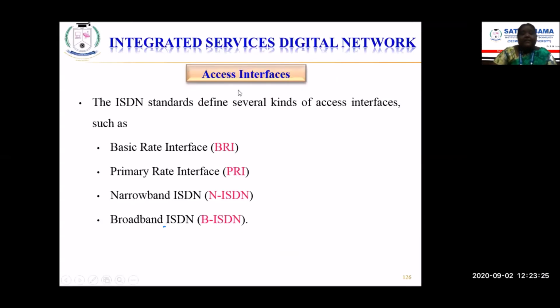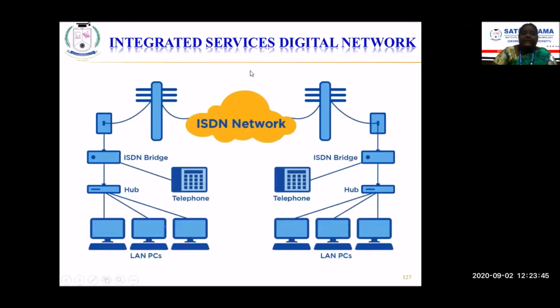So we have different kinds of interfaces, that is access interfaces. How it is classified means based on the data rate. It is classified as basic rate interface, primary rate interface, narrowband ISDN and broadband ISDN. So it depends upon the application where it is implemented. Okay. And this is a general diagram that represents the ISDN network.